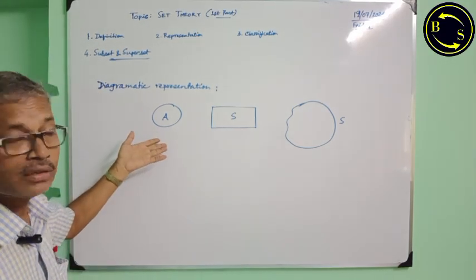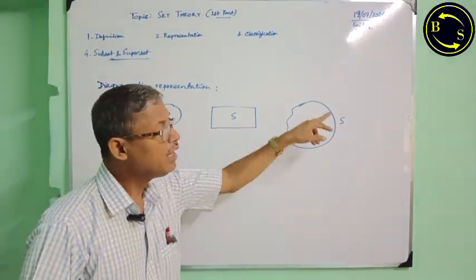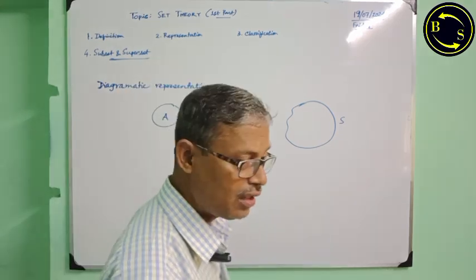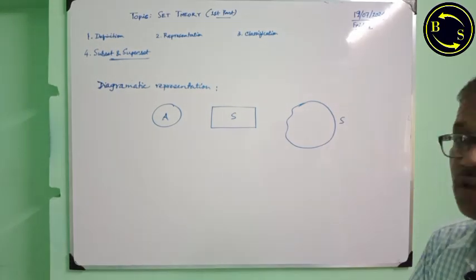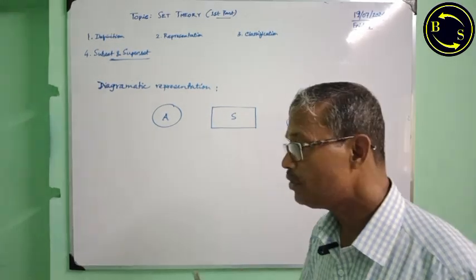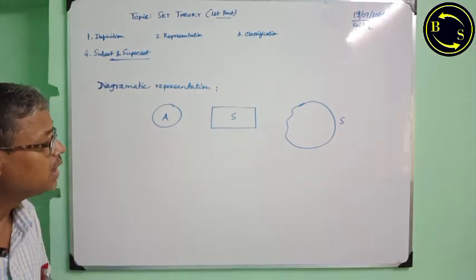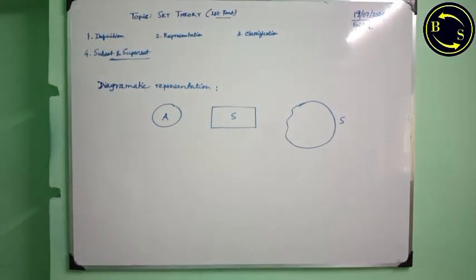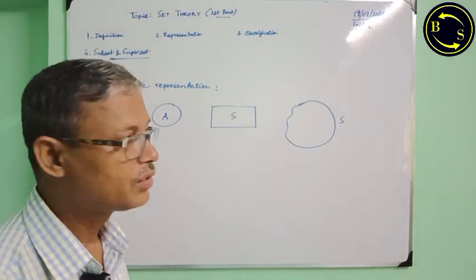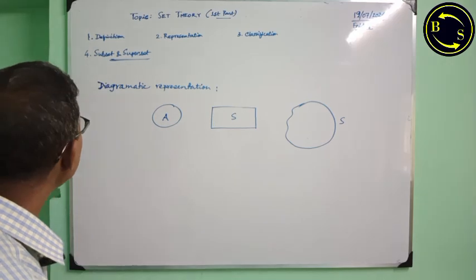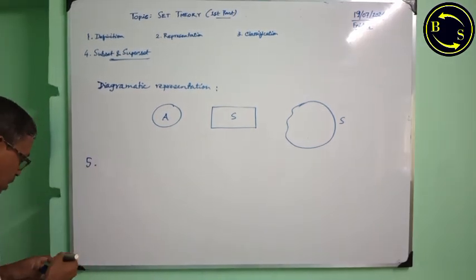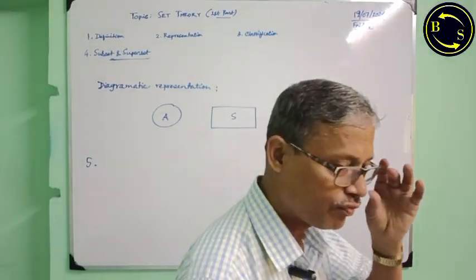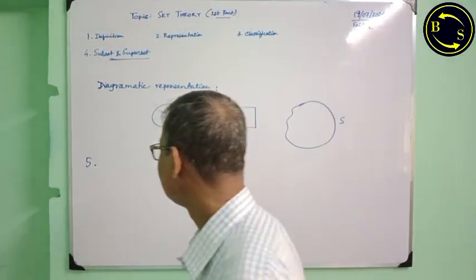Roughly round figures, rectangular figures, or any closed plane figures are used for the discussion of sets. Actually, we use those while we discuss set operations, also while we solve daily life problems. Next, we move to algebra of sets.